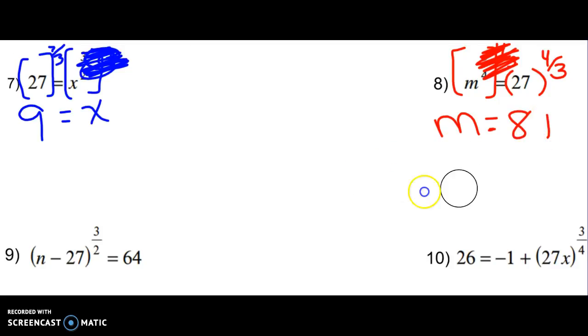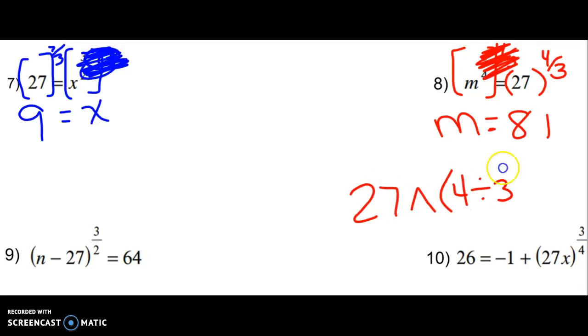All right. And if you're not sure how to do that in a calculator, you just do this. 27 raised to the 4 divided by 3. And you should get 81 out when you do that.